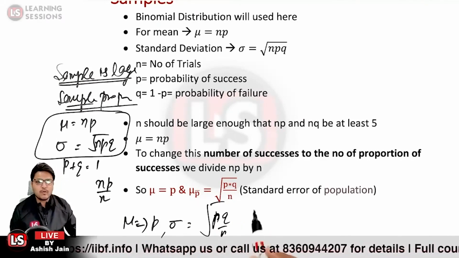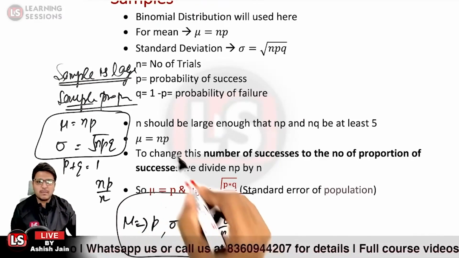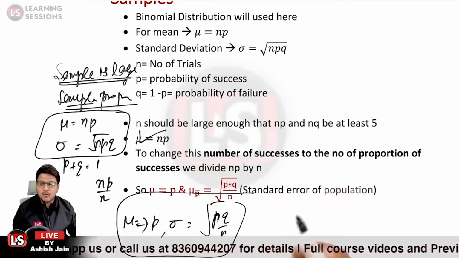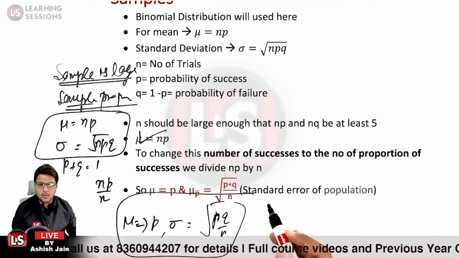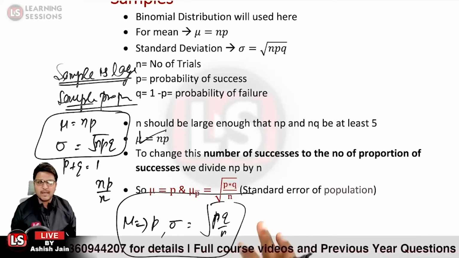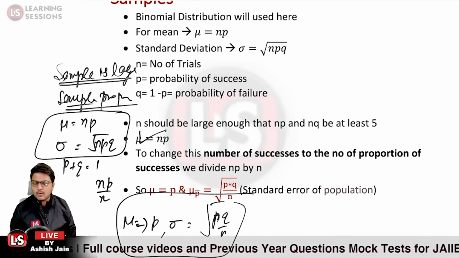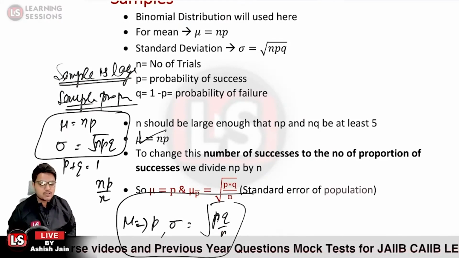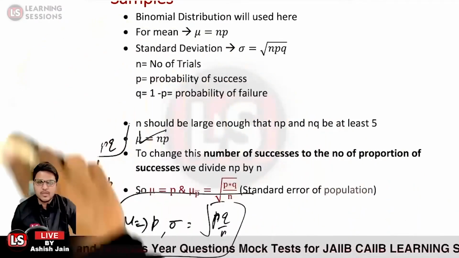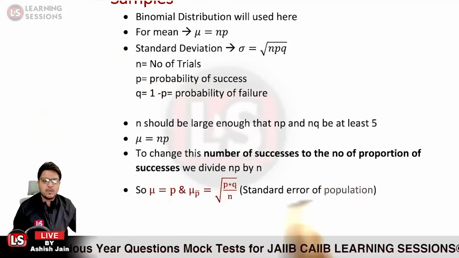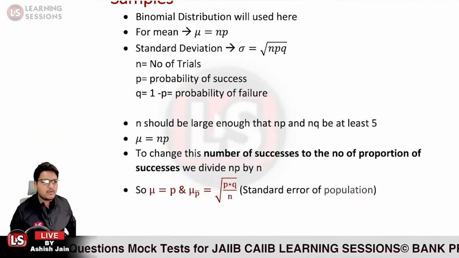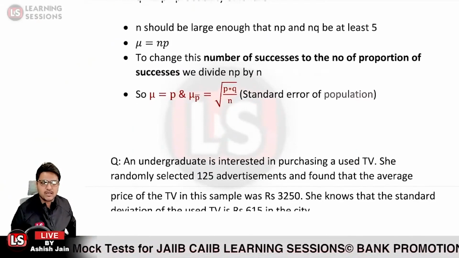Okay, so that is the formula that you need to remember. Just remember that we want to convert the number of successes into the proportion, and we'll be dividing NP by N itself. Is that clear? It's quite important to understand this particular part so as to get to the formulas over here. Further, we'll be solving some questions based upon that, so that you could understand it well.